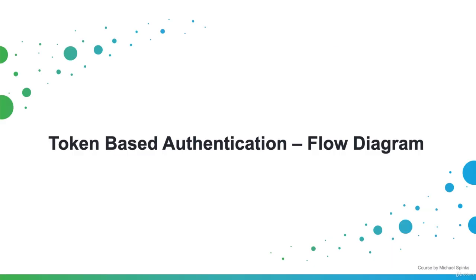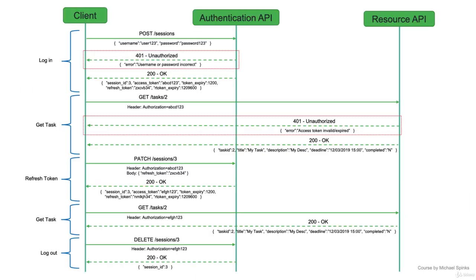Now what we're going to do is go through the flow of how token-based authentication will work in our API. This will give you a good idea how to implement it in your APIs. So this is the flow diagram here. You can see the client is here, and the authentication API is here because it's not part of our resource API. The resource API is basically the API to get the tasks and to update tasks.